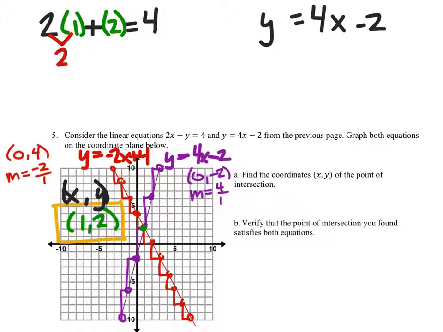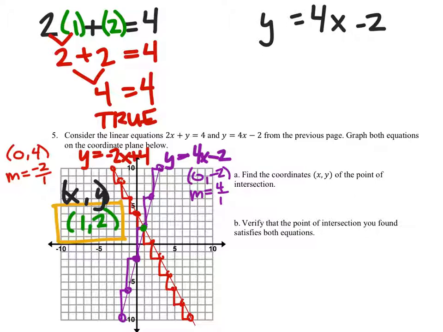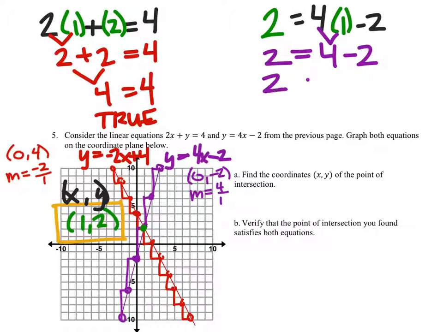So 2 times 1 is 2, plus 2, this should equal 4. 2 plus 2 is 4. 4 does equal 4, that's true. So I know it works for that equation. Next, I need to use it in the other equation, so I'm replacing y and x. And down here we see that y is 2 and x is 1. So 4 times 1 is 4, minus 2 should equal 2. 4 minus 2 is 2. That's true. Since it's true, we've just verified that the answer is correct.